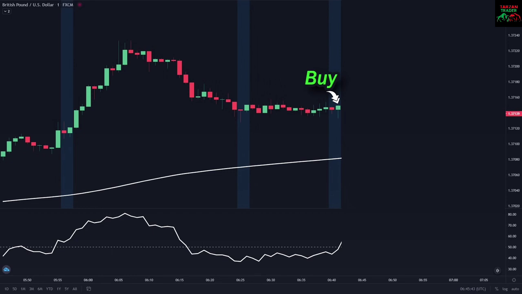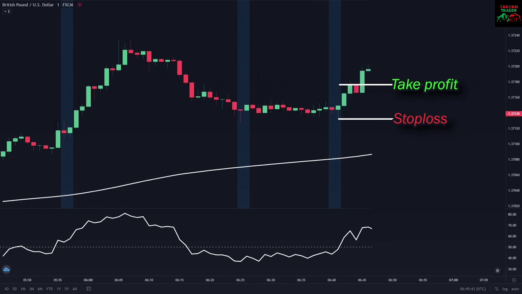Now for your stop loss, you set it below your entry candle here, and for your profit target, you set it at 2 times your stop loss. And so as you can see, this trade ended up being profitable. Let's look at another example.